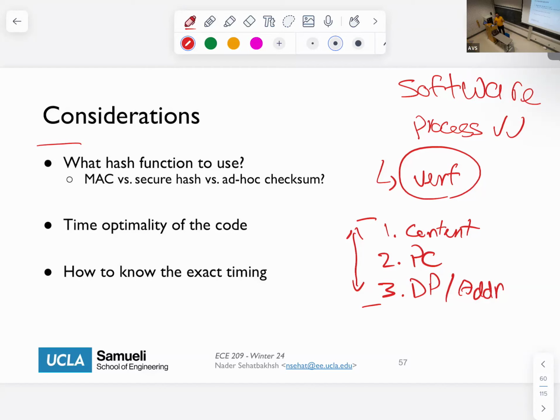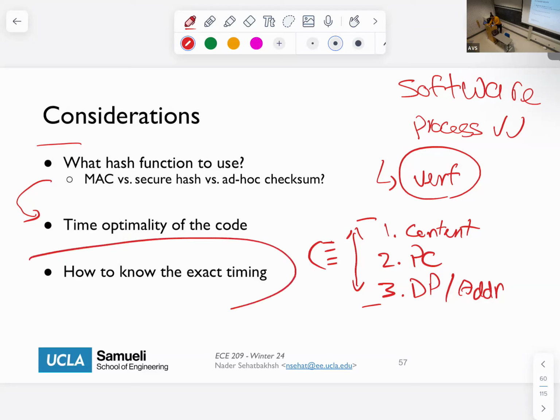MAC was a process that was using the key, versus hash was just a hash computation. And then the important thing about this is that I need to have what we call a time optimal solution, because I want something where even a tiny bit of change can be easily detected. So I need to be very, very tight in terms of time optimality.